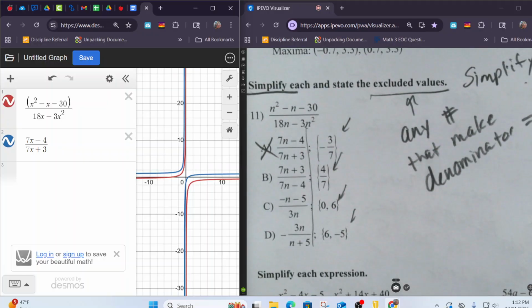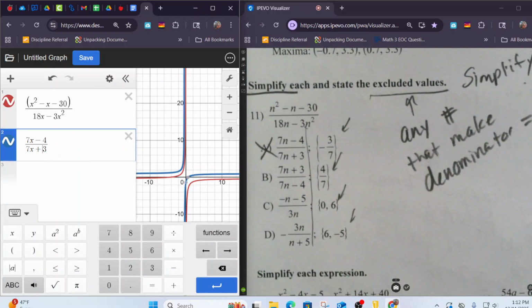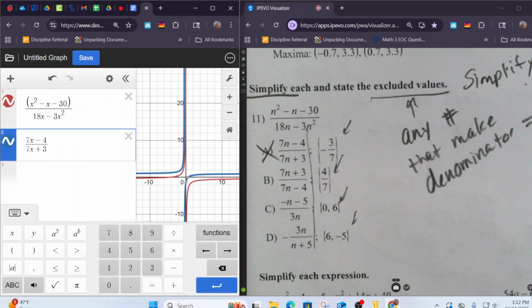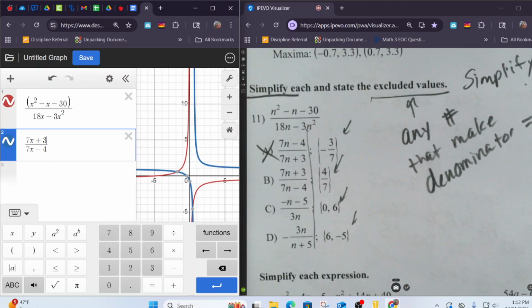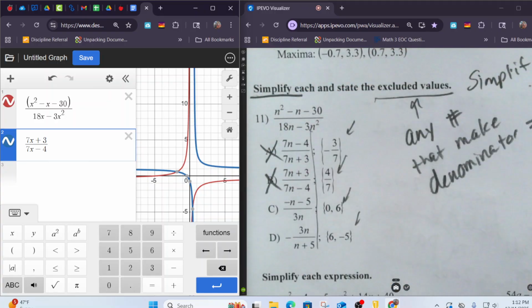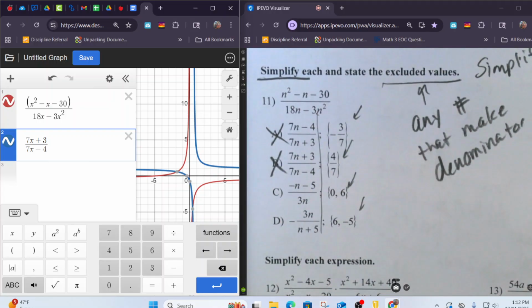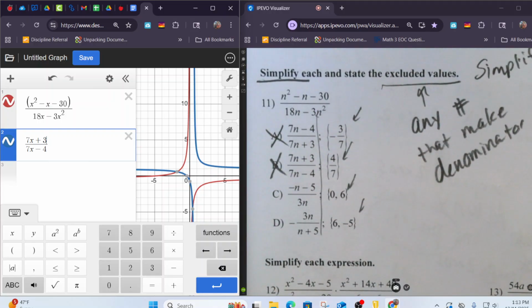Now, all you got to do for B is just change the signs, right? Well, it's a little bit different on numbers too. Is that the right answer? No. It's always C.